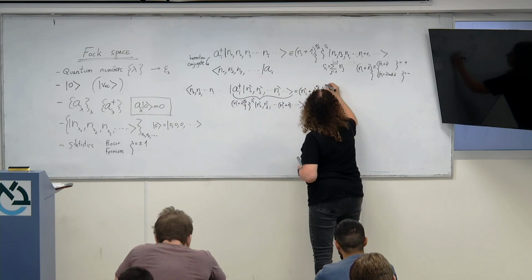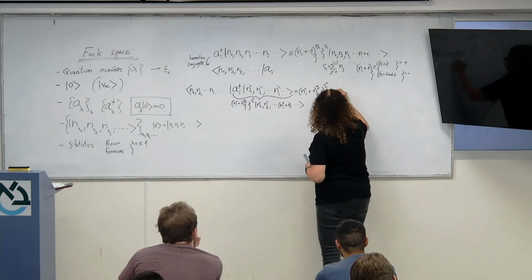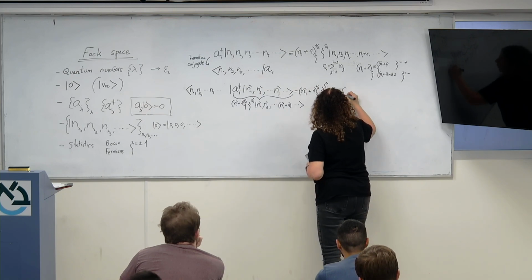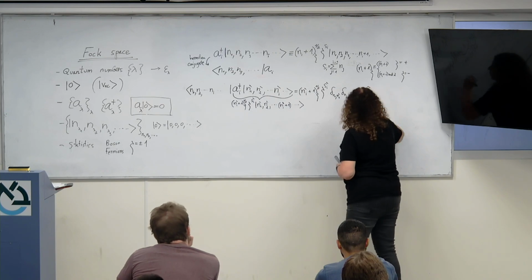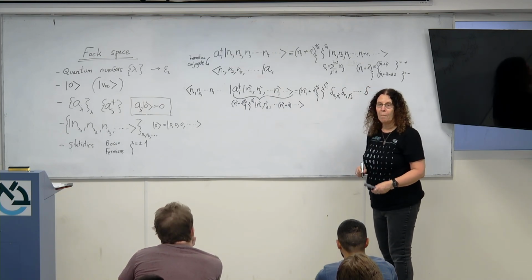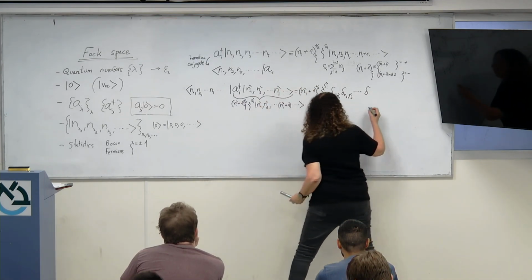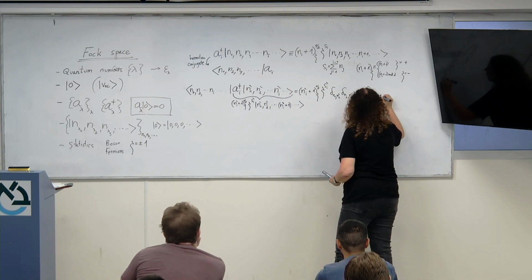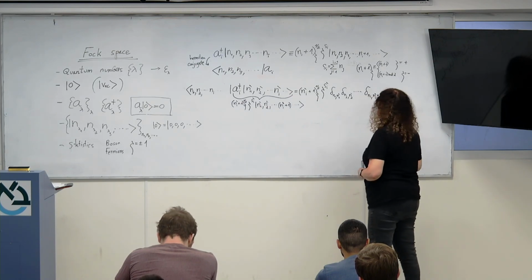times zeta to the Si prime times a product of deltas. So all the deltas are N1, N1 prime, N2, N2 prime, but there's one delta that is different. Exactly, so it's a delta of Ni with Ni prime plus 1, right? Okay, very good.